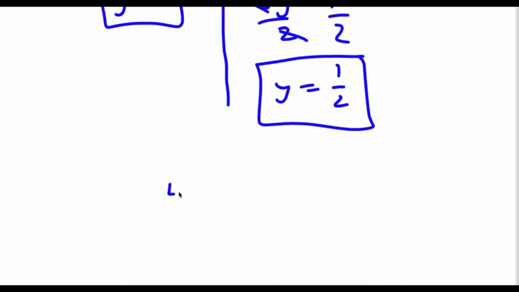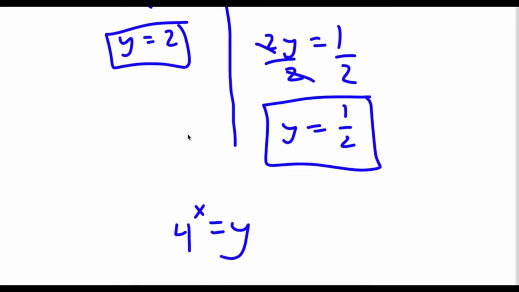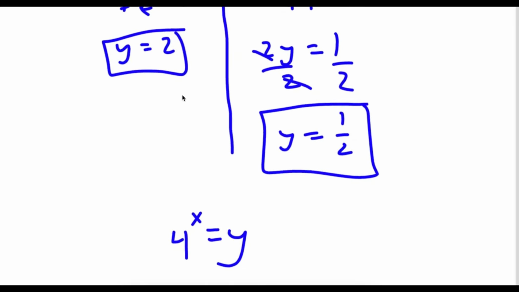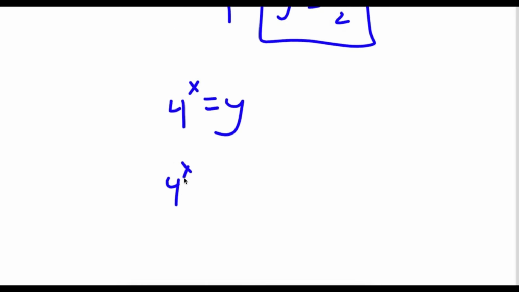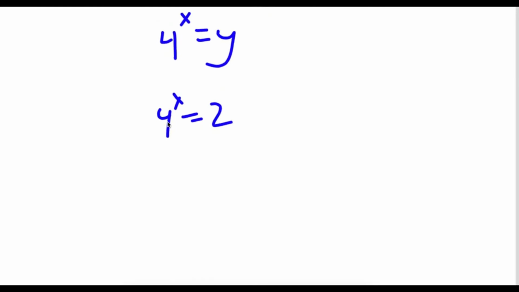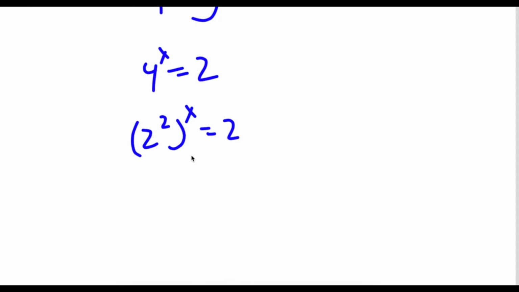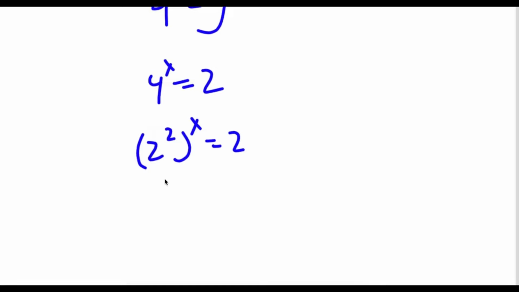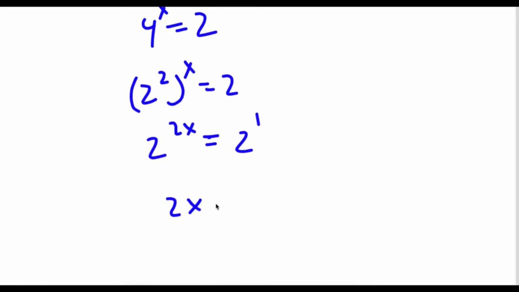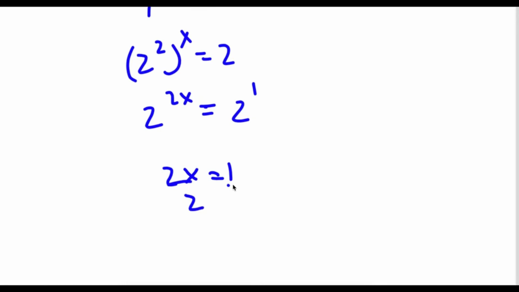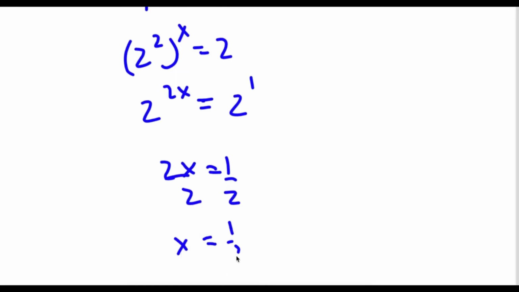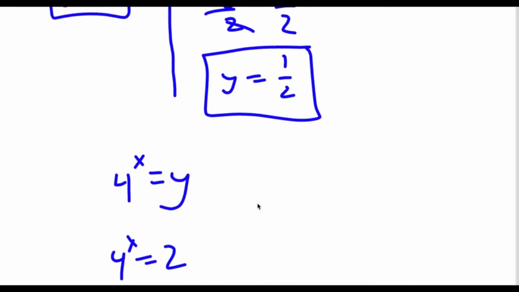Now, remember how we said 4 to the power of x is equal to y. So now let's first start by saying that y equals 2. If y equals 2, then I have 4 to the power of x is equal to 2. Now 4 to the power of x, well 4 is the same thing as 2 squared. So I have 2 squared to the power of x is equal to 2. And this means that 2 to the power of 2x is equal to, 2 is the same thing as 2 to the power of 1. Now this means that 2x is equal to 1, and x is equal to 1/2. So this is one solution of x.